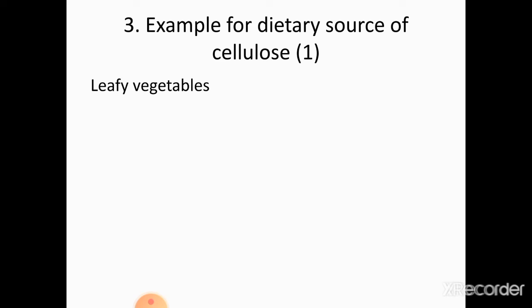Next question, examples of dietary sources of cellulose. That is all leafy vegetables. Dietary sources, leafy vegetables.